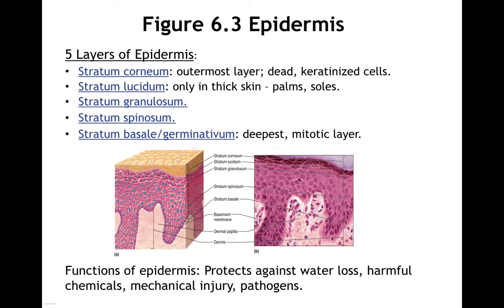So if we start from the outer layer, we have the stratum corneum. That is the outermost layer. Those are dead cells. They're keratinized cells. Those are the ones that are sloughing off. Now, in thick skin, which would be the palms of our hands and the soles of our feet, there is another layer called the stratum lucidum. But in most skin, you go from stratum corneum down to stratum granulosum, and below that is stratum spinosum. And the stratum basale, or the stratum germinativum, is the deepest layer. That's the layer that gets nourishment from the dermis, so these cells are mitotic.